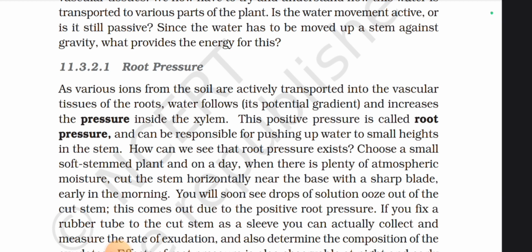If you fix a rubber tube to the cut stem as a sleeve, you can actually collect and measure the rate of exudation and also determine the composition of the exudates.